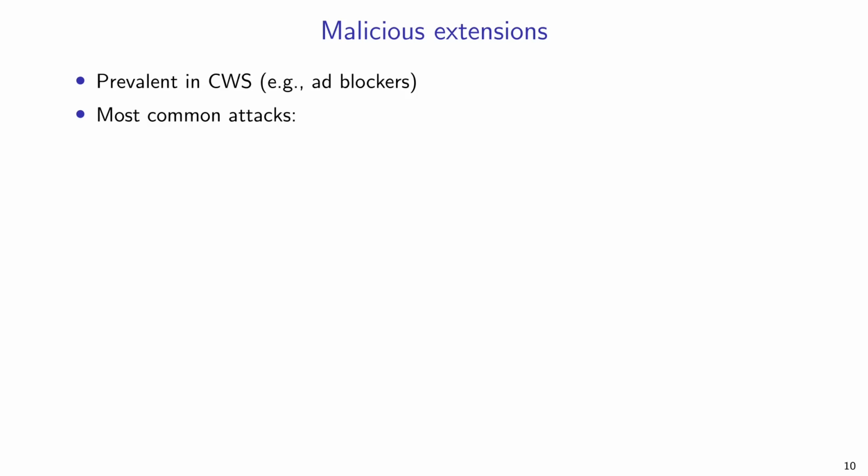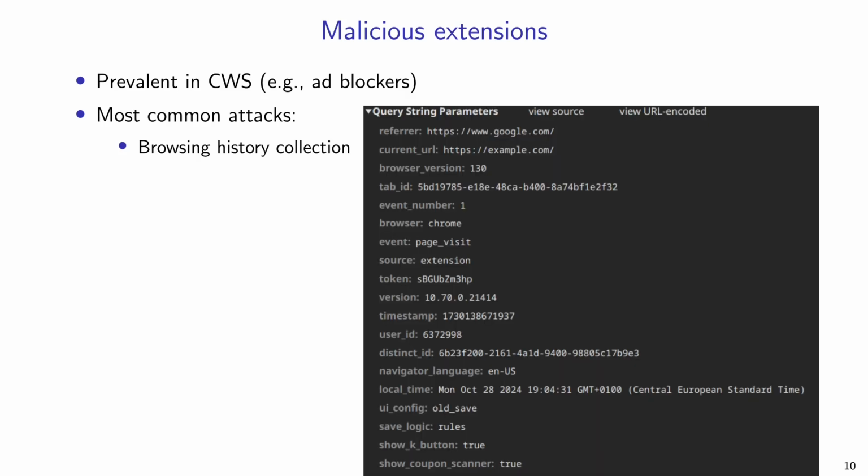One of the most common attacks executed by malicious browser extensions is the user's browsing history collection, meaning the extension tracks the pages the user visits and sends them to a third-party service. This is what is usually collected about each page visit. Basically, each address the user navigates to, along with a unique randomly generated user identifier that is sent in all requests.